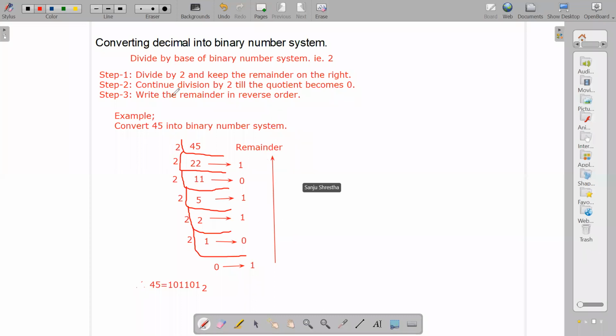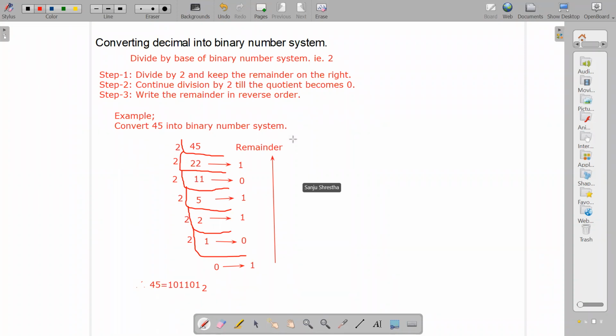First of all, we have to divide by 2 and keep the remainder on right side. Next, continue division by 2. We divide only by 2, not by other numbers. Then keep the remainders, and at last when we get 1, 2 zeros are 0, remainder is 1. And third step, write the remainder in reverse order, from bottom to top.